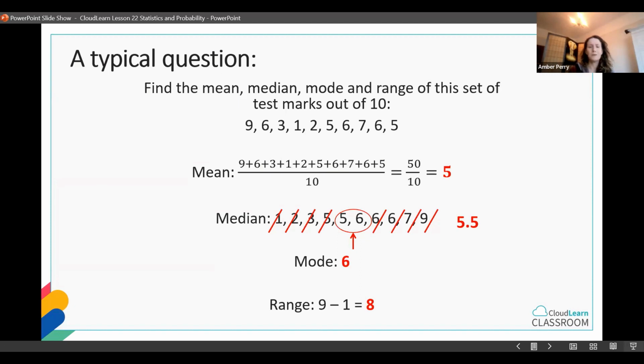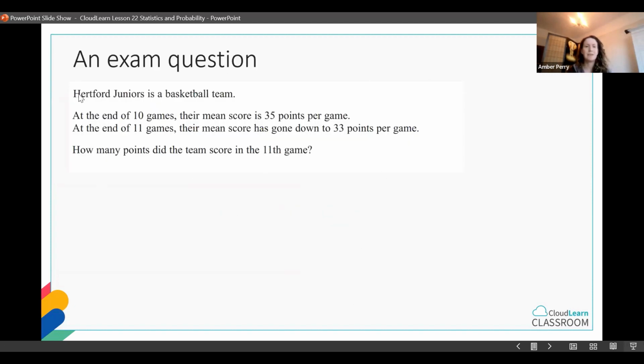The most common thing you're going to be working with is the mean, especially if you're doing a higher paper. So this is a question using the mean, but for higher paper, okay? So we've got a basketball team and they're playing lots of games of basketball. And they're adding up all of their points that they make per game. And then they're obviously dividing them and finding the mean.